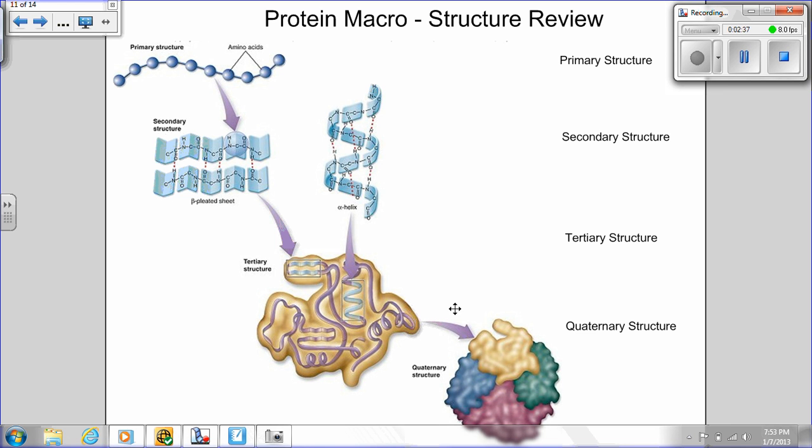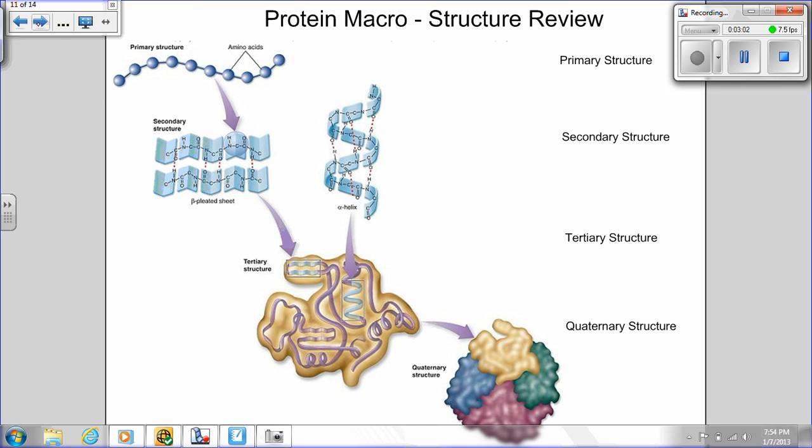So this should be a review, but this is important for what we're going to be talking about today because if you remember, each protein has its own separate function, and since enzymes are proteins, they have their own specific functions. And that function is determined by the shape that is determined by the amino acid sequence, causing different folding patterns in the actual molecules.